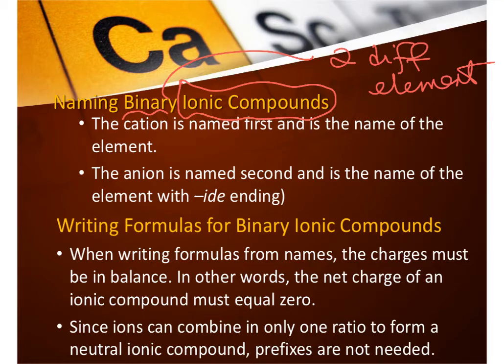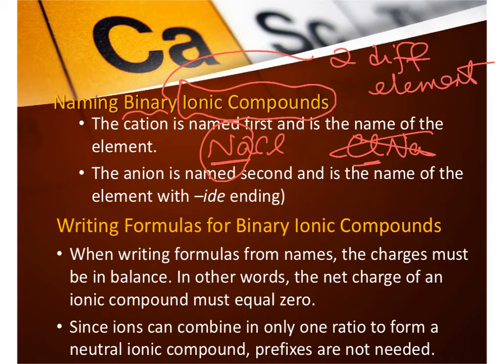The cation is always named first, and you'll notice the cation in formulas is always shown first. That's a pretty important rule. You will never see sodium chloride written with the chloride first. So always the cation, always the metal first, okay? And just as in naming covalent compounds, the first part of the name for an ionic compound is simply the name of the element. So NaCl, the first part of the name is sodium. No prefix, no suffix.